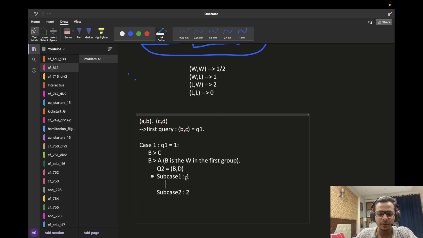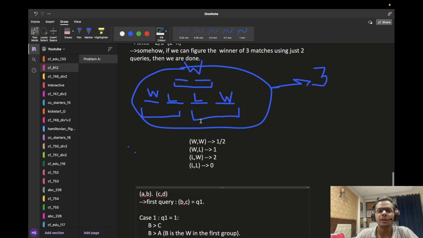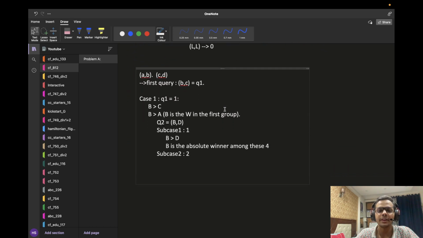So if this result is equal to 1, that means the number of wins of B is greater than the number of wins of D, and we have already established that B is greater than C and B is greater than A, and now we also know that B is greater than D, so B is the absolute winner among these 4. And now we have successfully determined the result of all these 3 matches using just 2 queries.